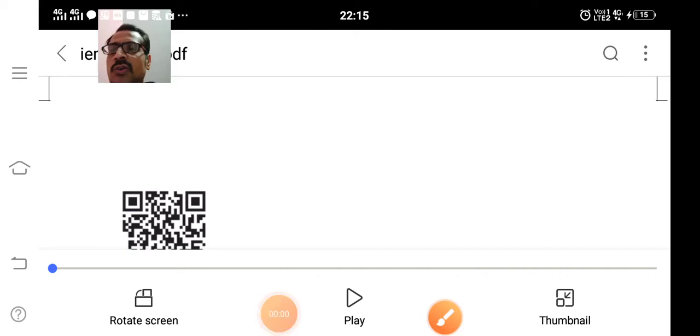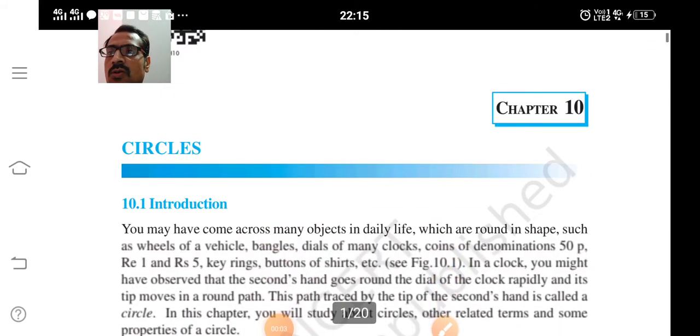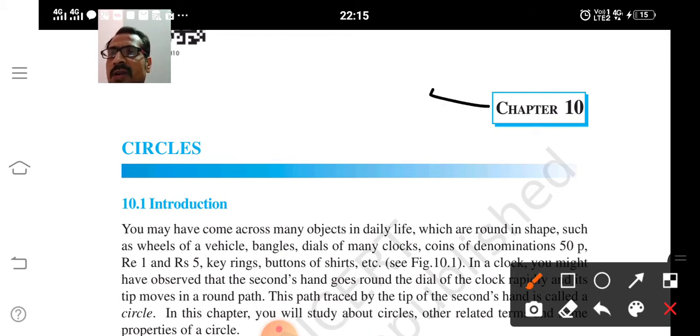Students, today we are going to start a new chapter of maths, which is chapter number 10, circles. So let us start the chapter.